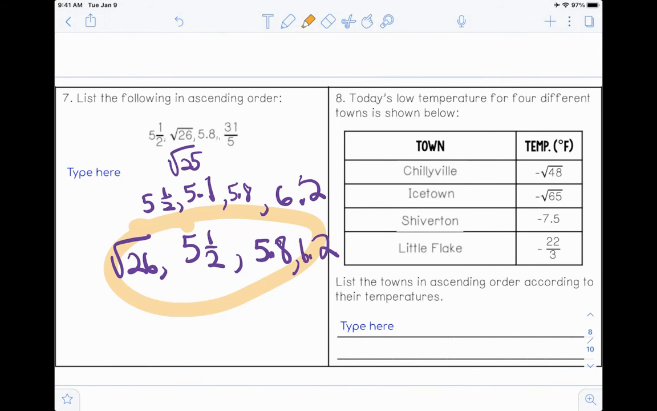Okay, if you want to try number 8, again, we're going to order these in ascending order according to their temperatures. So that would be increasing. So please take a couple minutes to try this, doing similar strategies that we did on problem number 7, and then check your answer in the key.